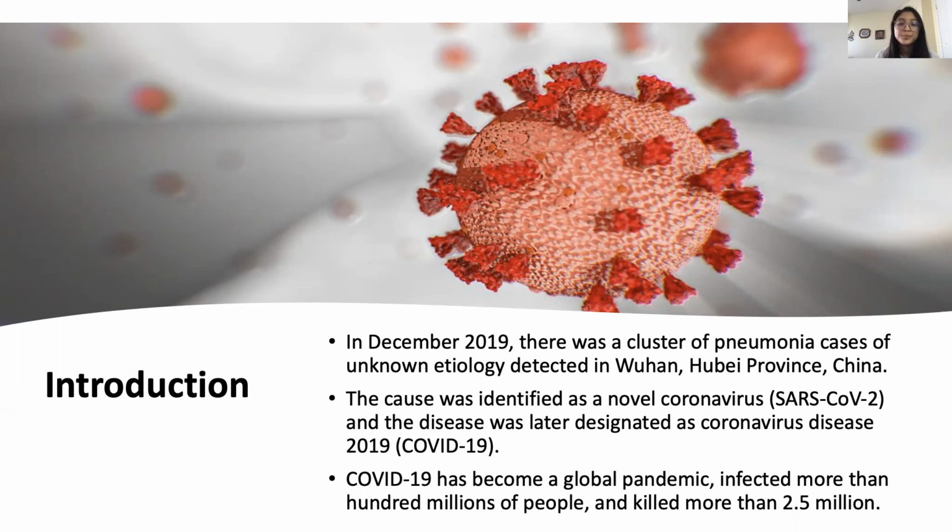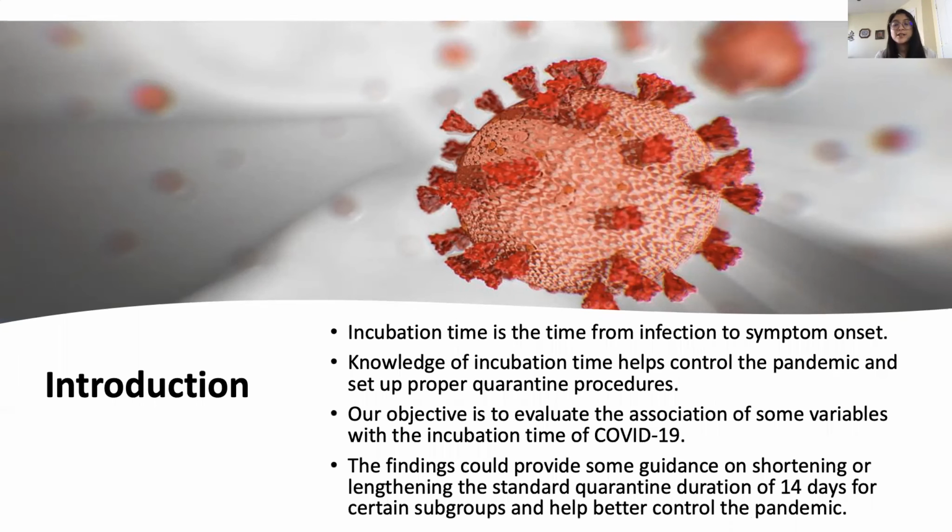all over the world. Knowing the incubation time, which is the time from the infection to the symptom onset, can help us control the pandemic and set up proper quarantine procedures. Our objective is to evaluate the association of some variables with incubation time of COVID-19. The findings could provide some guidance on shortening or lengthening the standard quarantine duration of 14 days for certain subgroups and help better control the pandemic.